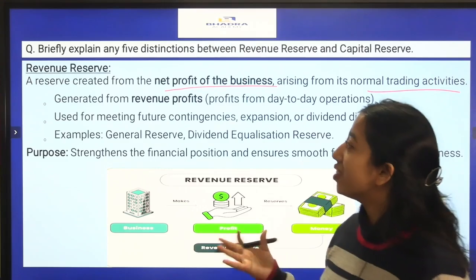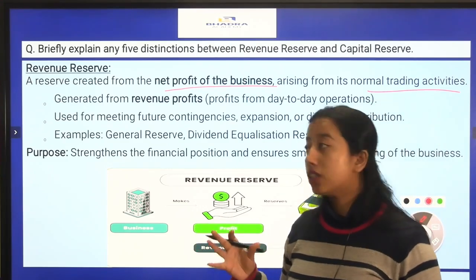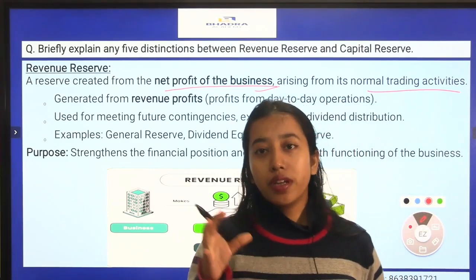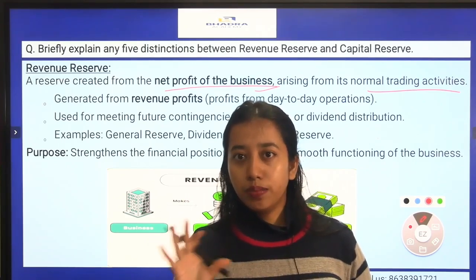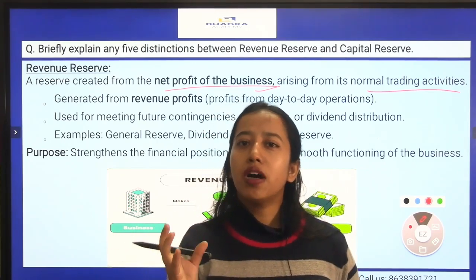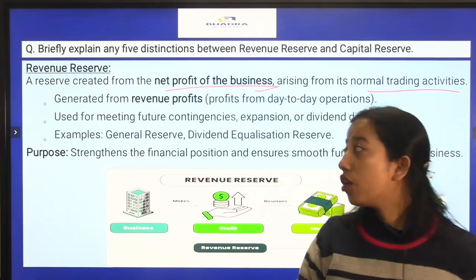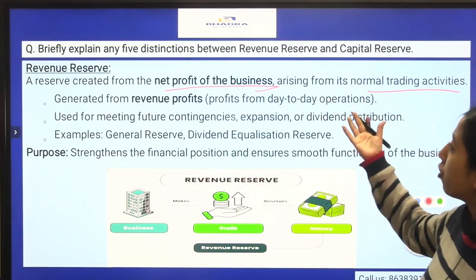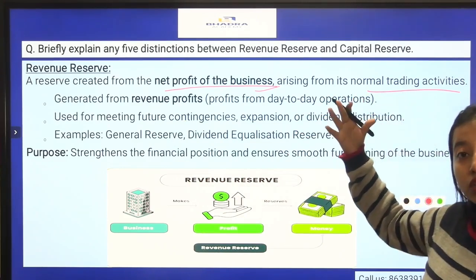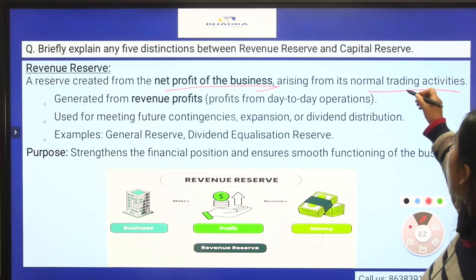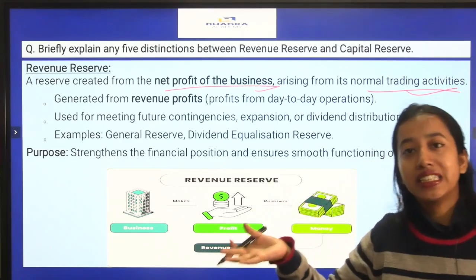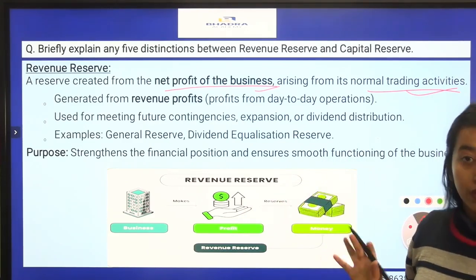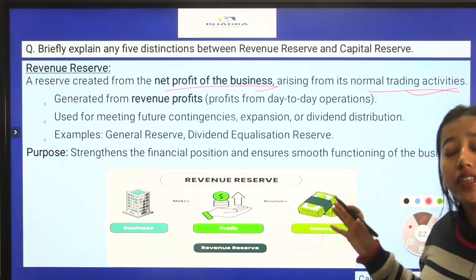So here, what is a revenue reserve? It is a reserve created from the net profits of the business. When the business earns profits, a certain small amount from that profit is kept aside, and that we call a revenue reserve. And from where does the business make net profit? From normal trading activities, that is from buying and selling or providing services. These are the ordinary activities of a business.